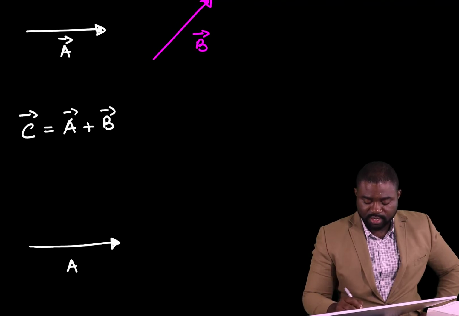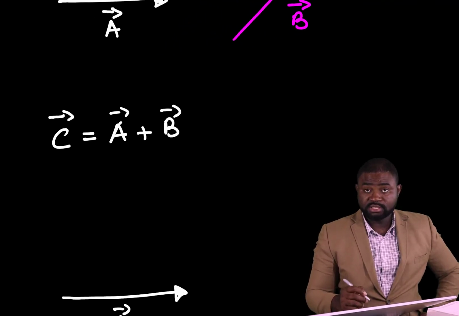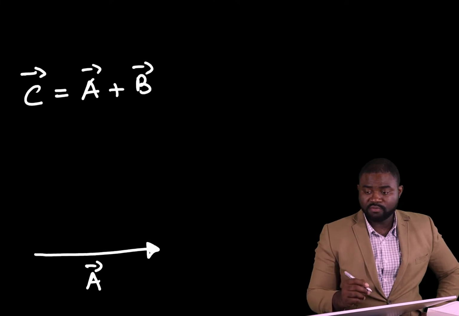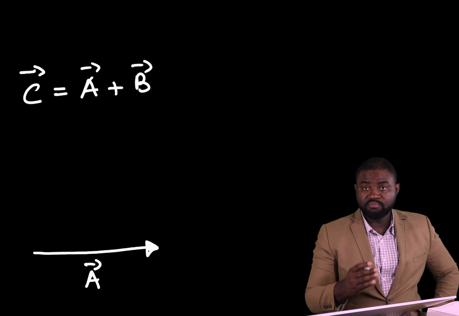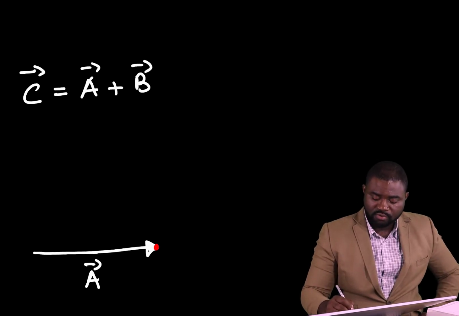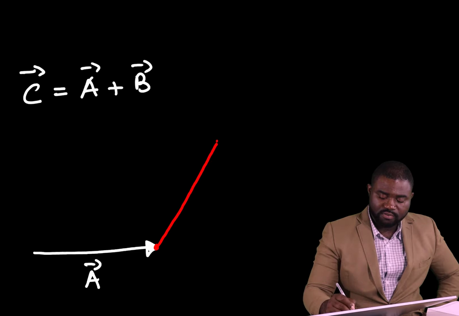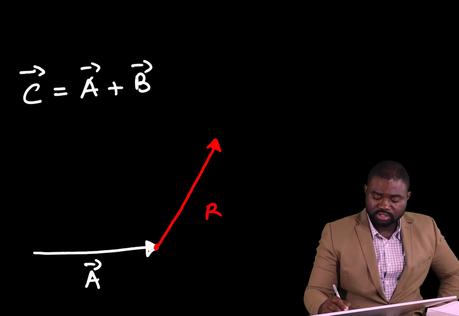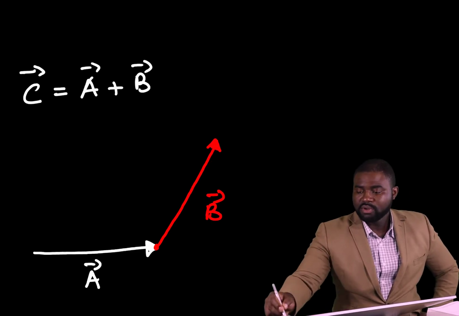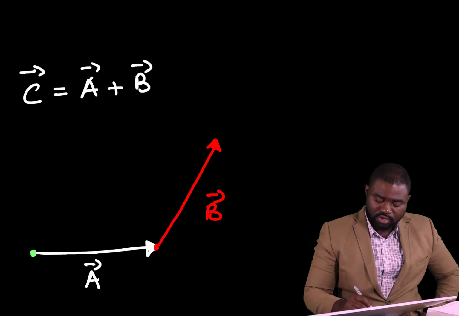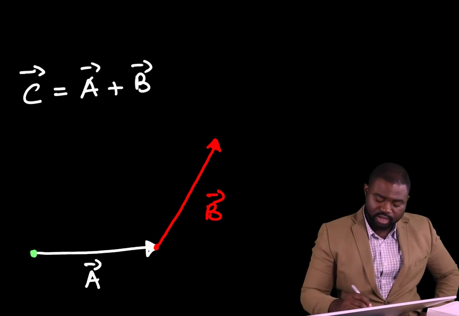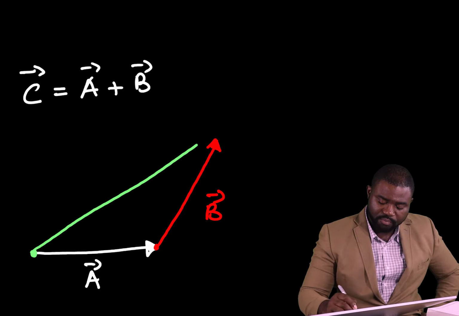This is vector A. You will place the tail of B on the tip of A. Let me say that again. You will place the tail of B on the tip of A and draw vector B in its direction. This is vector B. Now, the next thing that you will need to bear in mind is the resultant vector is a vector drawn from the tail of A to the tip of B. So this will be C.